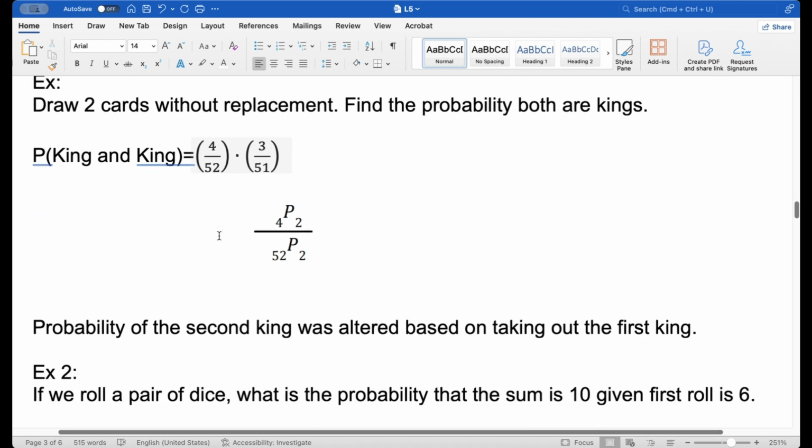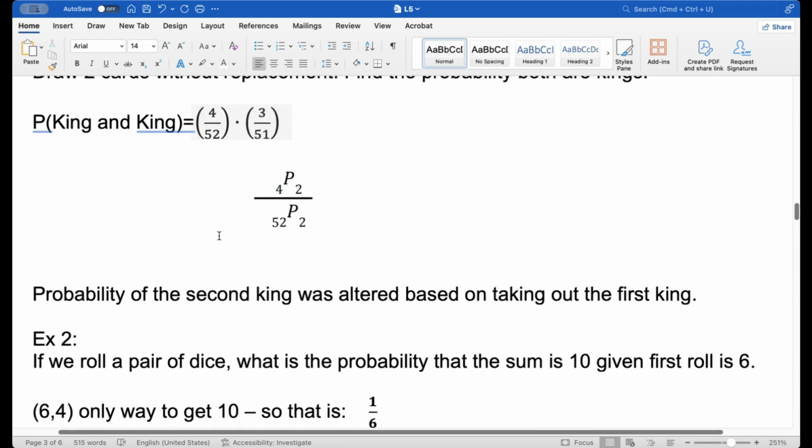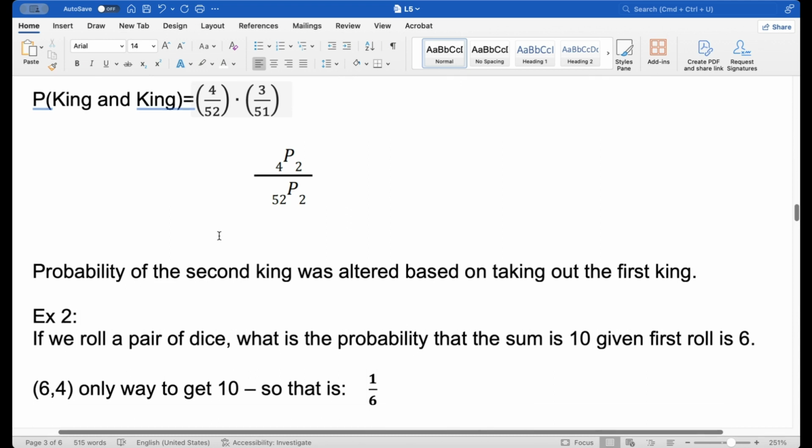All right, second example. If we roll a pair of dice, what's the probability the sum is 10 given the first roll is 6? So if the first roll is 6, the only way to end up with a total of 10 would be that the second roll would have to be a 4. The probability of that 4 happening is 1 out of 6.